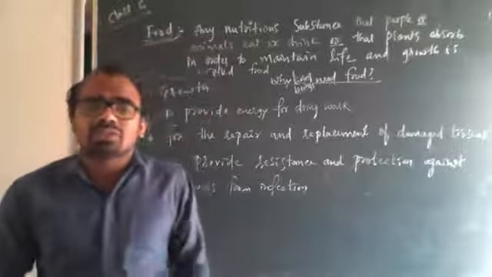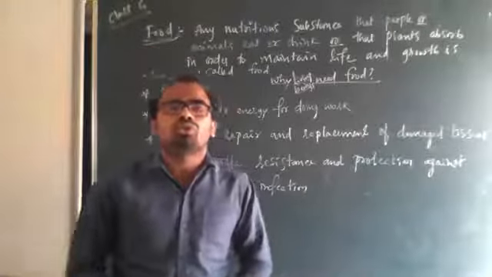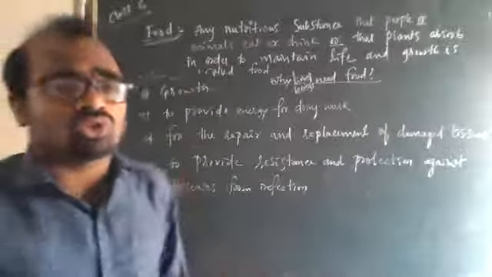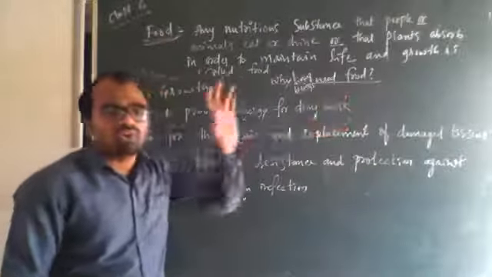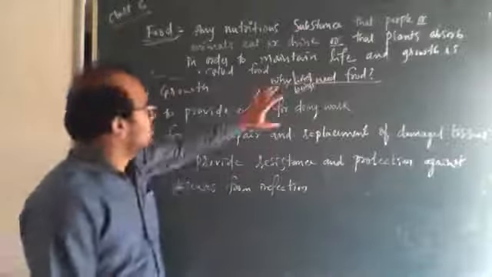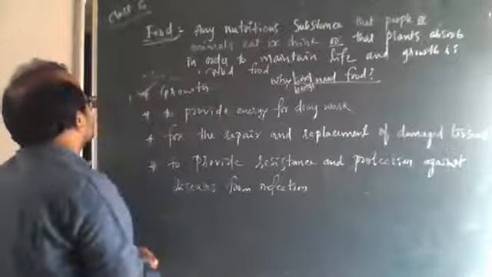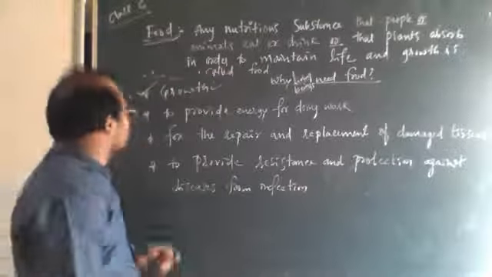Animals want growth. Insects want growth. Plants also want growth. Human beings want growth. That means for the growth of living beings, food is a must. Food is needed for the growth of living beings. So the first point is, food is needed for the growth.